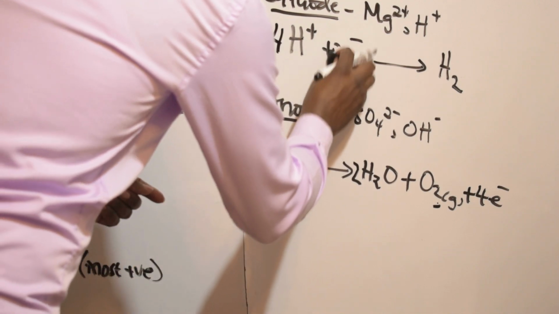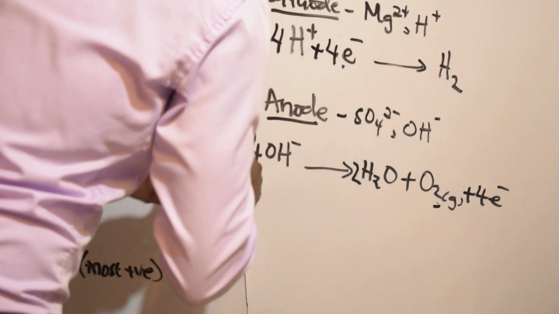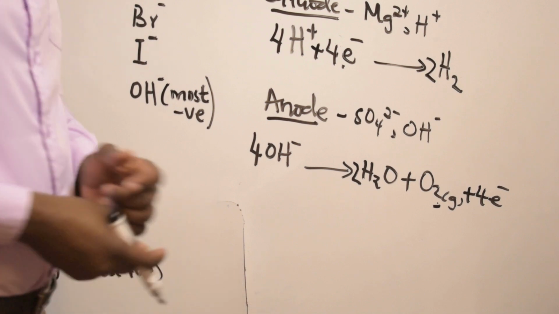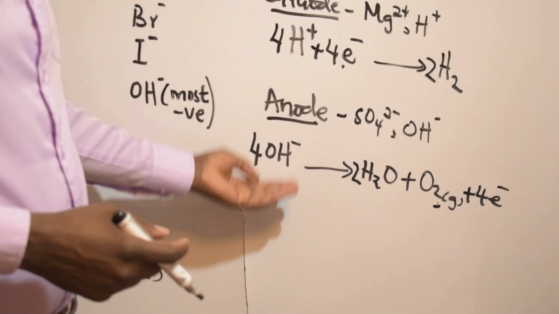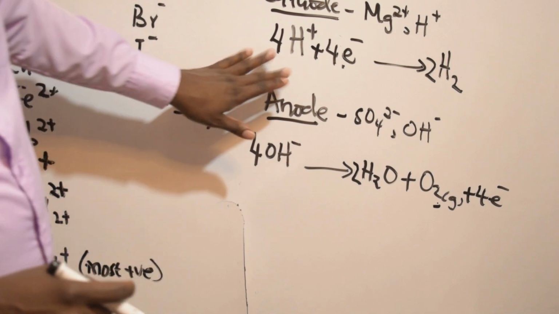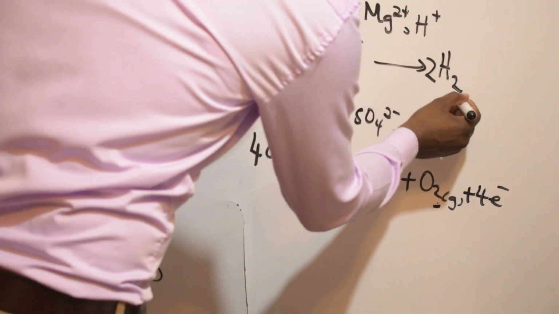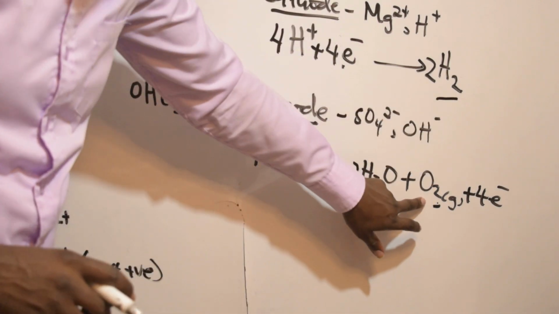Here I'm going to multiply by 2 again, so I'm going to have 4 electrons. I'm going to have 2 molecules of hydrogen gas. One of the things that you need to understand here, when it comes to the discharging of hydroxide ions and hydrogen ions, is that the volume of hydrogen gas produced here is double that of oxygen gas.